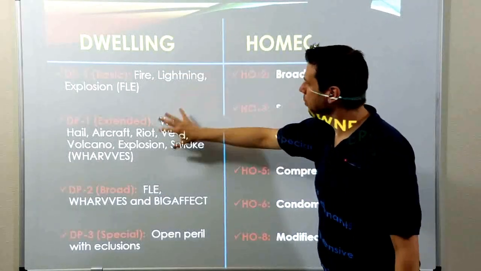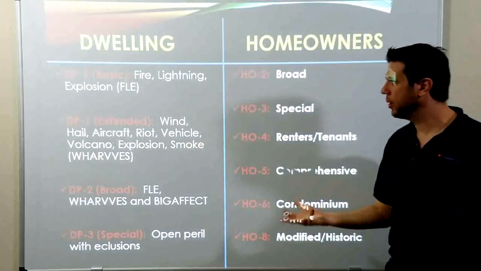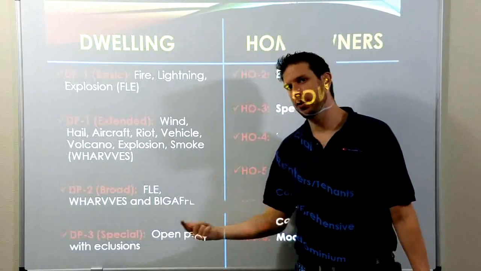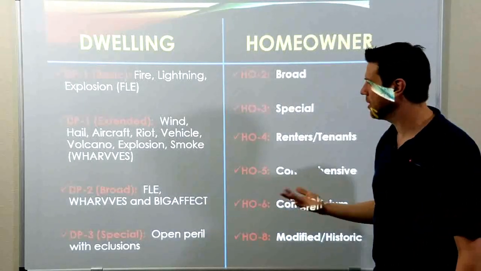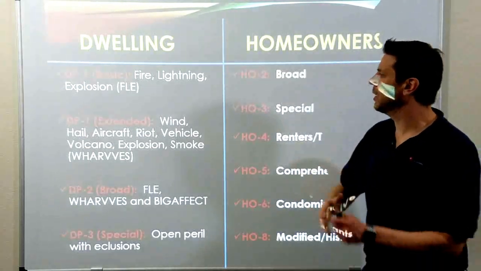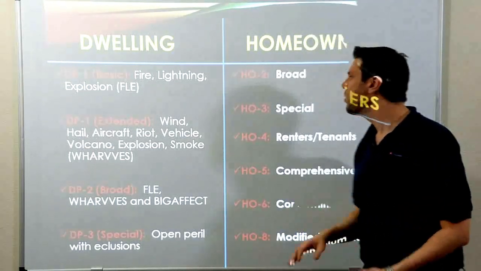Fire, lightning, explosion, wind, hail, aircraft, riot, vehicle, volcano, smoke, burglary, glass, accidental discharge, falling objects, freezing of plumbing, electrical, collapse, and tearing asunder. The HO2 broad covers your house against the broad perils.